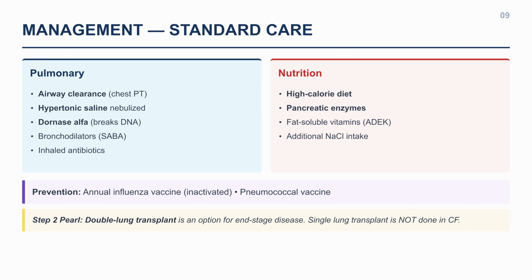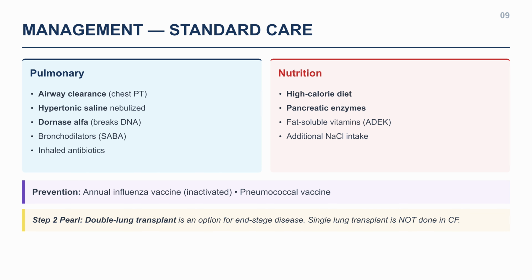For pulmonary care, the mainstay is airway clearance techniques, such as chest physiotherapy to mobilize mucus. Hypertonic saline nebulization improves mucociliary clearance through osmotic effects. Dornase alpha is a recombinant DNase that thins mucus by breaking down extracellular DNA in sputum. Short-acting beta agonists like albuterol act as bronchodilators. Inhaled antibiotics, such as tobramycin, are used for chronic Pseudomonas suppression.